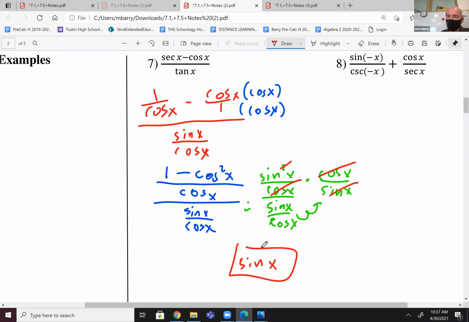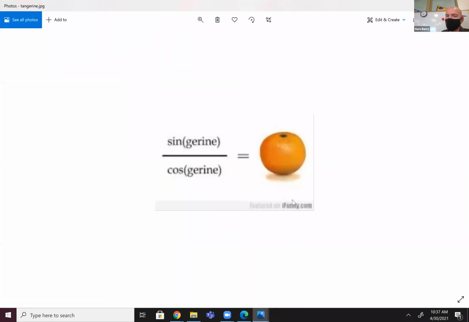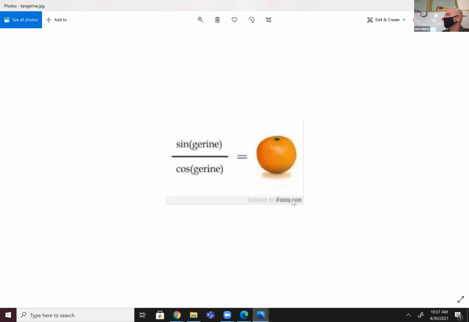All right, our last meme of the day. It's a good one. Here we go. We got sine gerene over cosine gerene. And whenever I show this meme, someone always will say, what is that, an orange? And I'm like, yeah, sine gerene over cosine gerene equals orange. Yeah, no, you got it. Perfect. All right. No, it's a tangerine, of course. Tangerine. Okay, cool. Awesome. Good meme day.